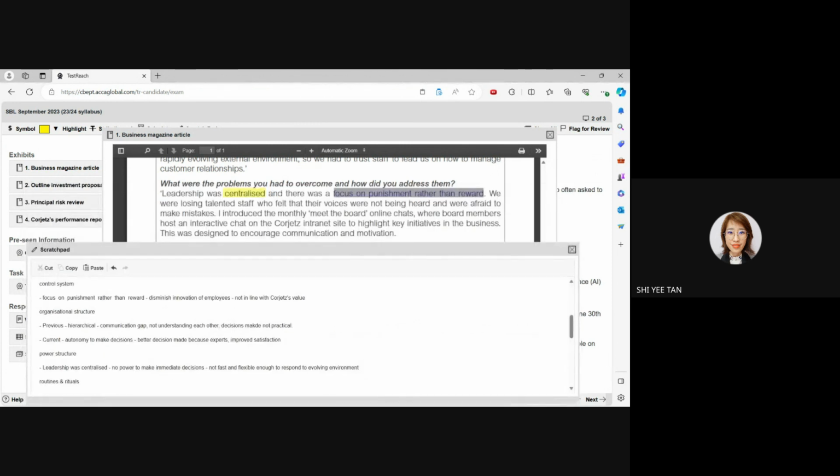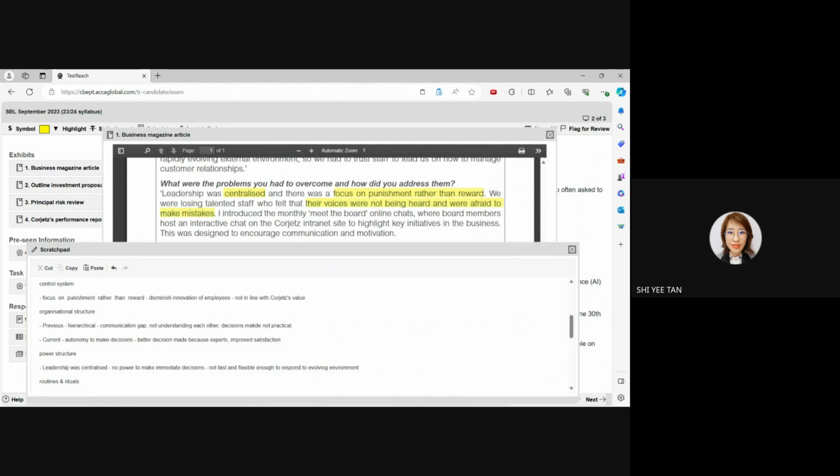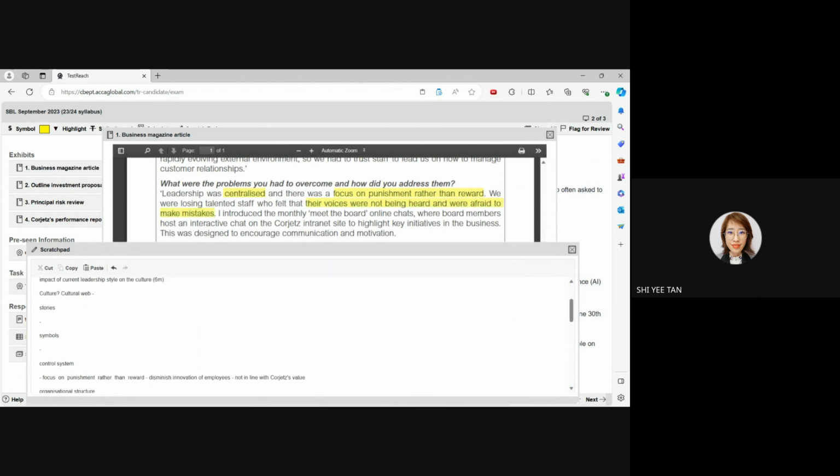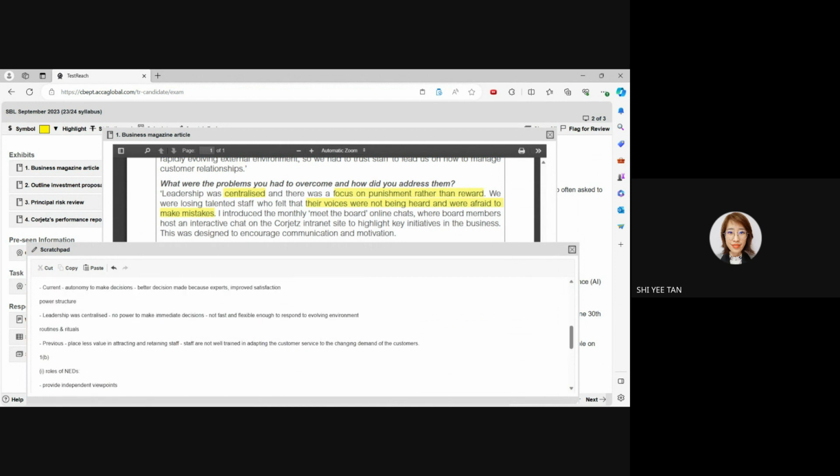Okay. Now we were losing talented staff who felt that their voices were not being heard and were afraid of making mistakes. It's an issue. Sure. Okay. Where can I put this? Can put here also. Routine and rituals. Staff always not there to voice out and always place much emphasis on not making mistakes. This is also one point.